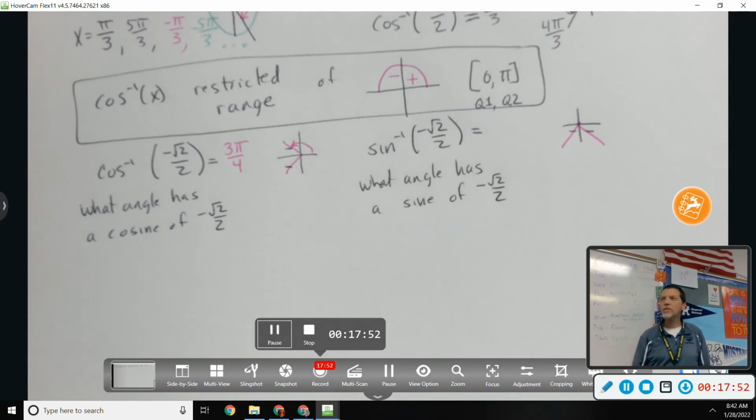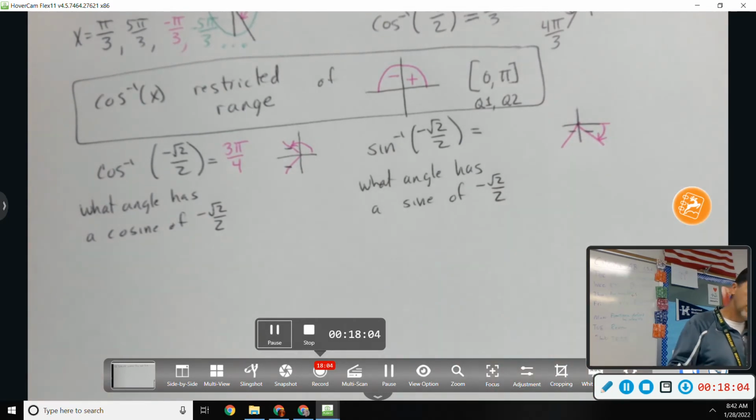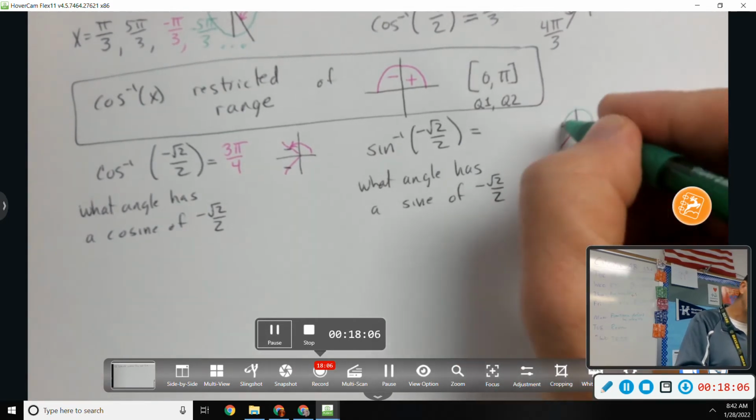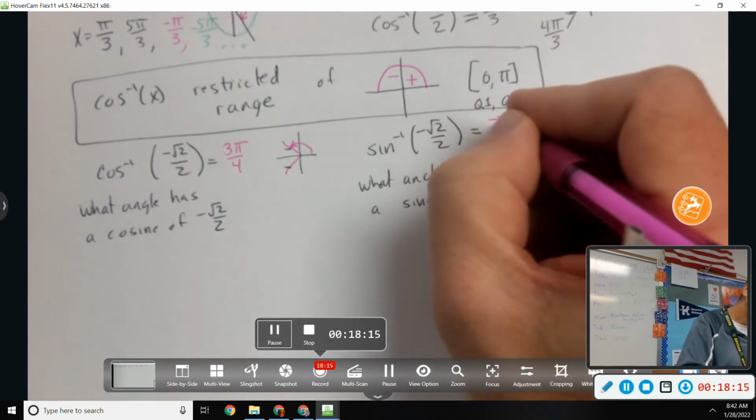So which one of those do you think is the simplest, easiest? Quadrant 4. Quadrant 4 is the one you have to be careful about because there's two ways to get to that answer. You can go the short way or you can go the long way. Always the short way. So what is the short way? Negative pi over 4.